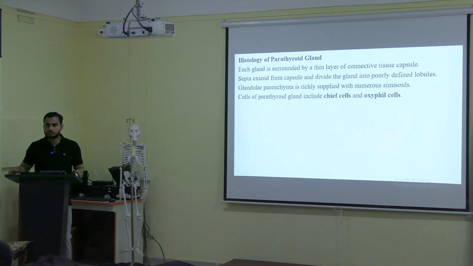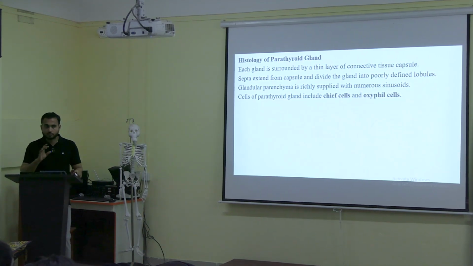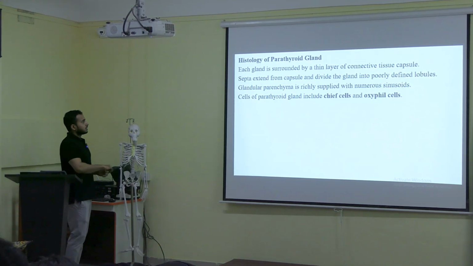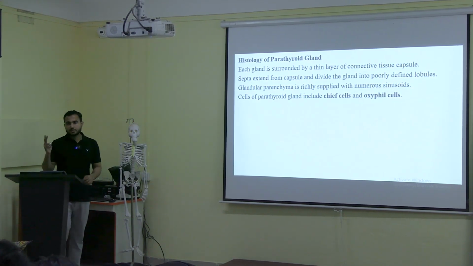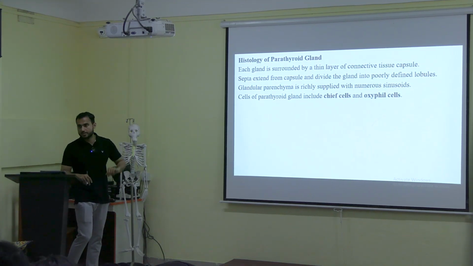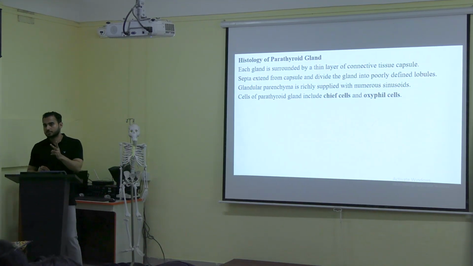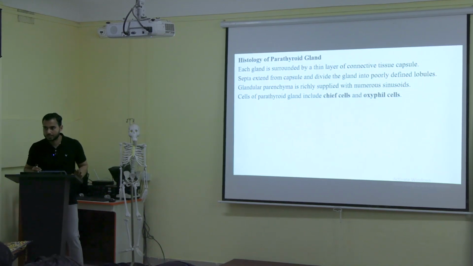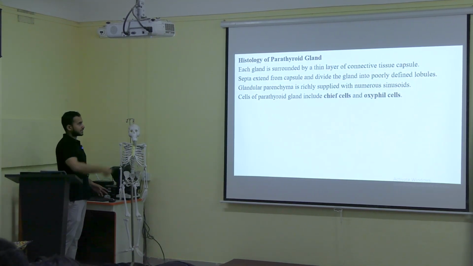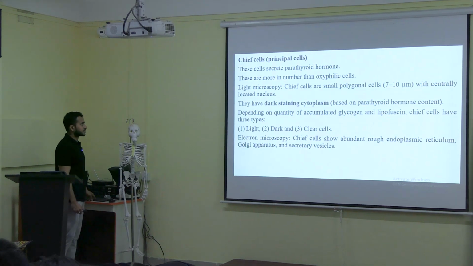Instead of that, two different types of cells are present, which are in the form of cords, and you can see the sinusoids. Now, as I said, two different types of cells are present. So what are the two different types of cells? Chief cells and oxyphil cells. These are the only two types of cells present in the parathyroid gland. Now the question is how to identify chief cells and how to identify the oxyphil cells.